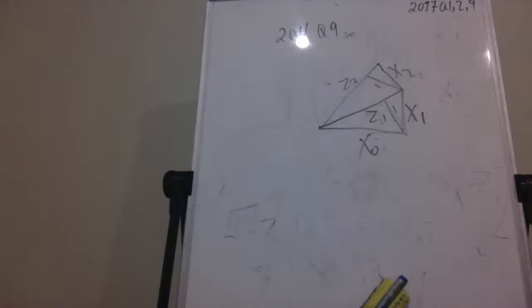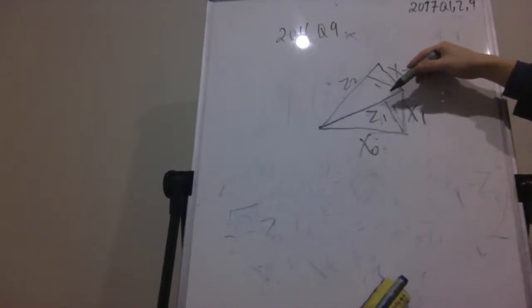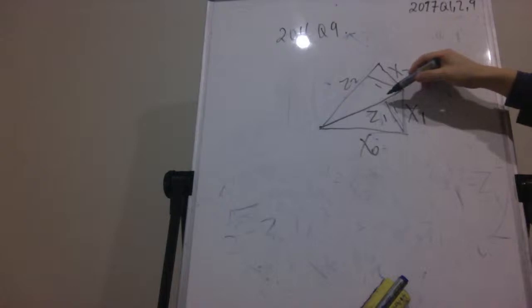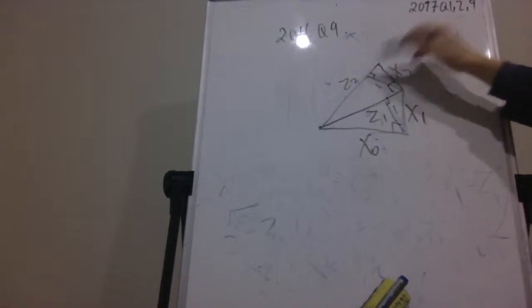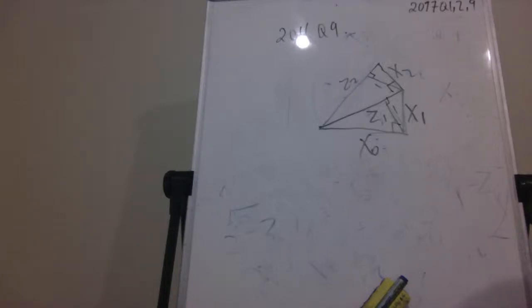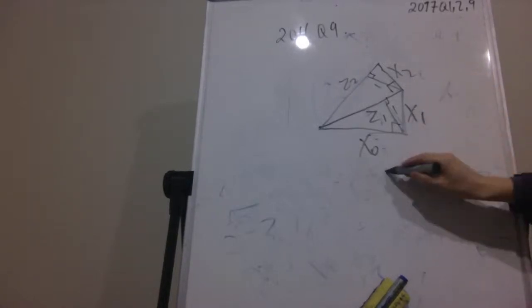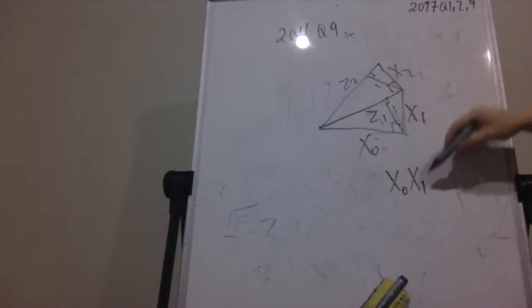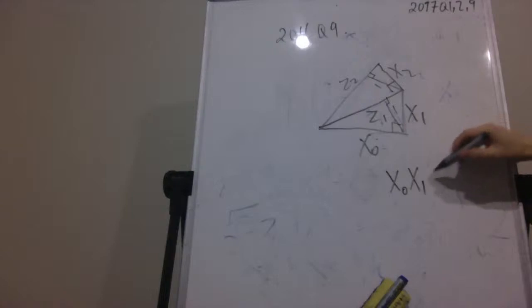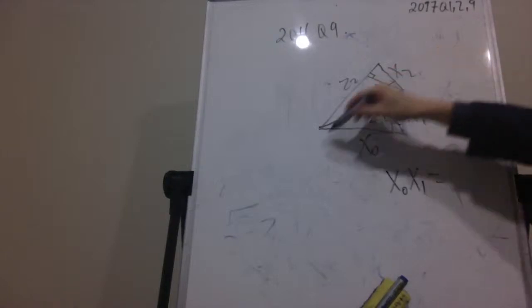Yeah, so one way to avoid all those square roots is, can you see that the area of the triangle, these are right angles, right? These are given to you as right angles. So the area of this triangle is x0, x1. Two times the area of the triangle is x0, x1, right? And then two times the area of the triangle is also 1 times z1, yeah?